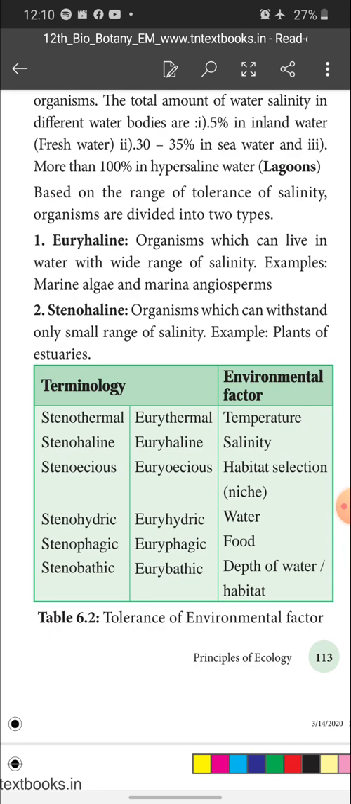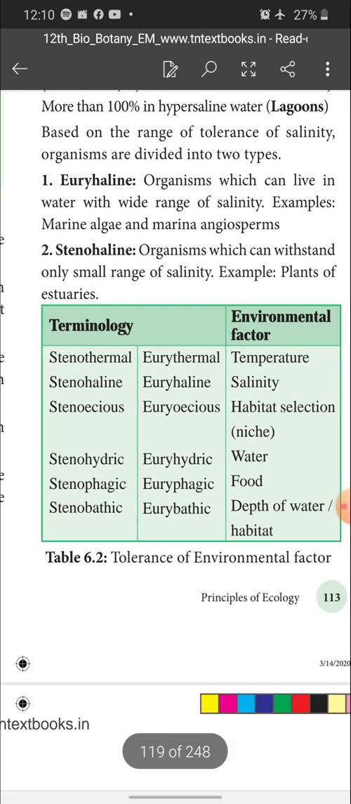Based on the environmental factor of habitat selection, it is stenoecious and euryecious. For water, stenohydric and euryhydric. For food, stenophagic and euryphagic. For depth of water and habitat, stenobathic and eurybathic. So these are some terminologies which we divide based on the environmental factors. Okay children.